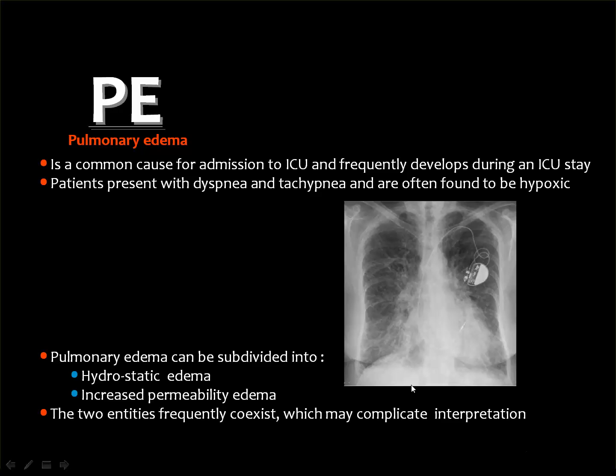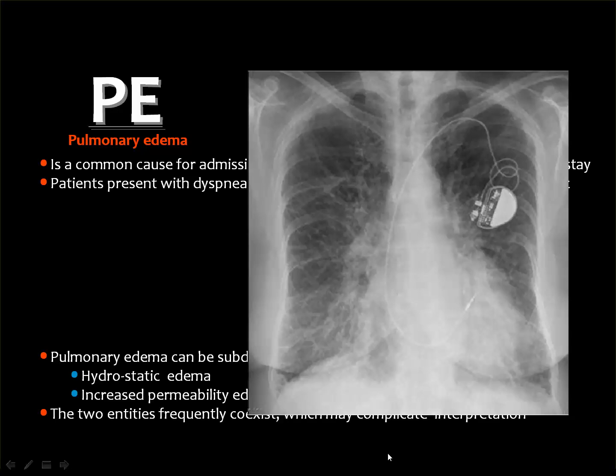Then we came to the pulmonary edema, which is one of the known lesions in ICU patients. We have two types of pulmonary edema: the hydrostatic edema, which is due to the cardiac problems, and increased permeability edema. Each of these types of edema may have some characteristic appearances on the chest X-ray and CT scans, but sometimes, according to the literature, both types of edema may coexist.